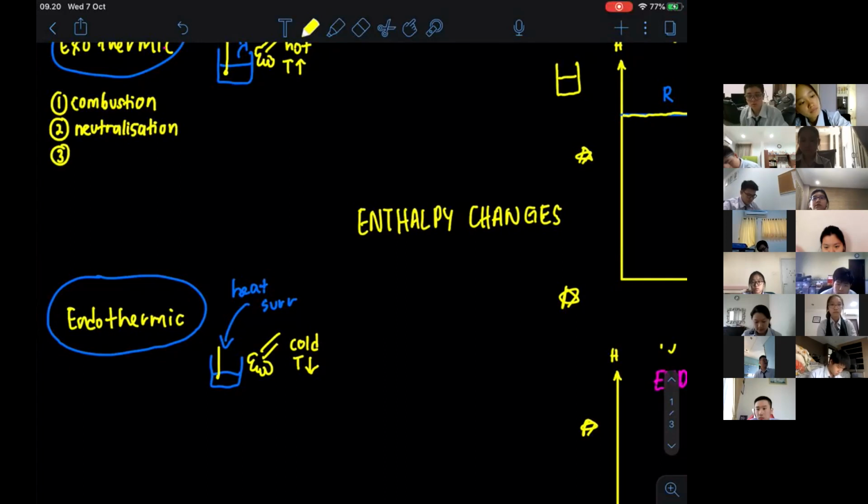Can I guess first? Is it decomposition? No. Oh, okay. Decomposition will come under endothermic. So this one I'll put over here, decomposition.